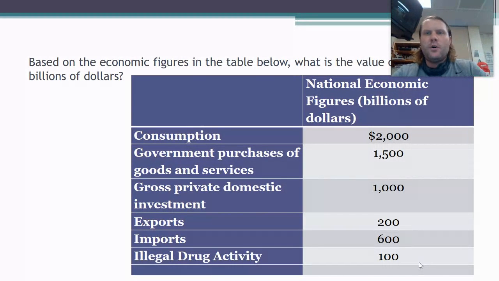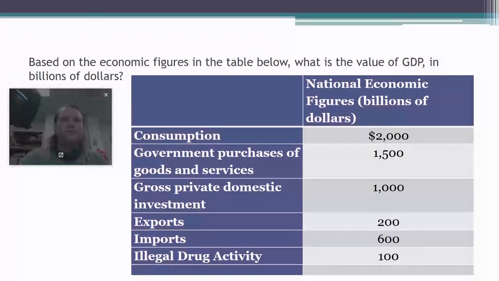All right, first one here. Go ahead and pause it. You're finding the value of GDP in this situation. This is a very common multiple choice question that will be asked. So take a second, figure it out, and then I'll show you how I figured it out.